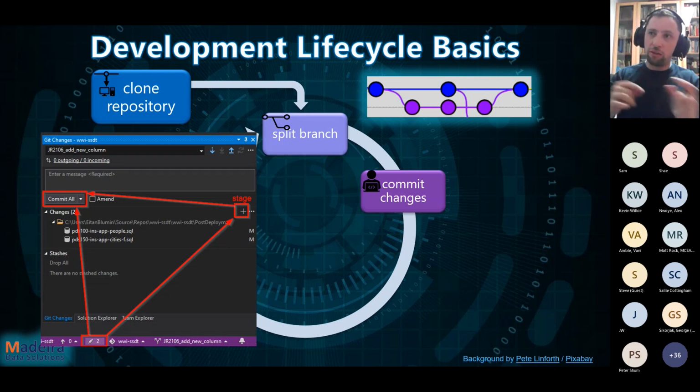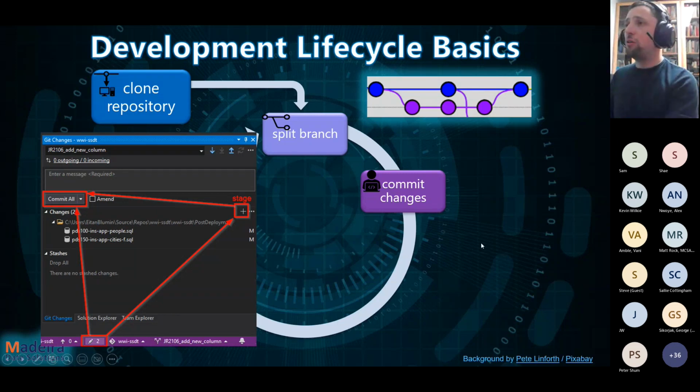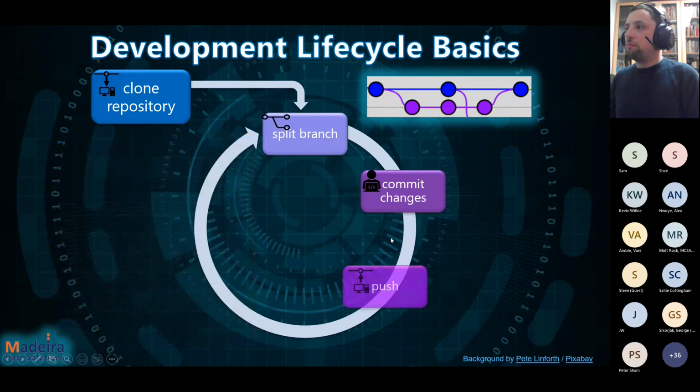Okay, so you could do that to, let's say, if you want to split specific files to separate commit messages maybe, or whatever. You could also click on commit all when you don't have anything staged, and Visual Studio would understand it as, yeah, okay, I'm staging everything, all the changes, and let's just commit all the changes.